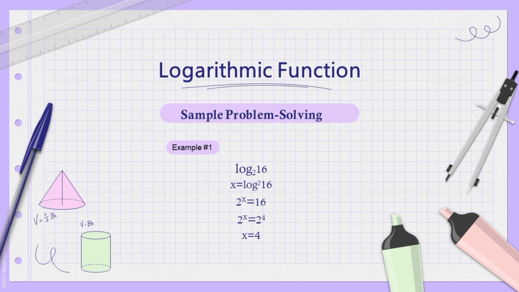The second step is we will copy the base of the logarithmic function in this situation, which is 2. So copy number 2, then raise it to the x power. Equal sign, then just copy 16. Again, as simple as that. Copy first the base, which is 2. Then the x will become its exponent. Then you will add an equal sign as always, and then you will just copy 16.